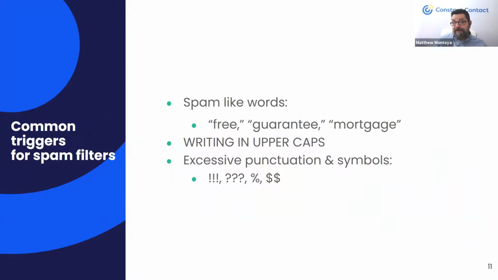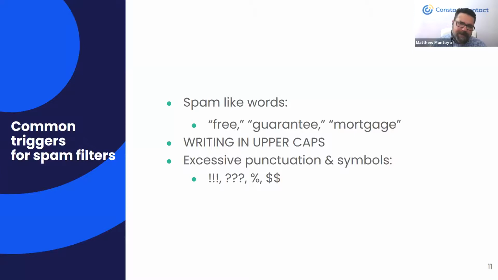So don't use spammy words in your subject line. Free, guarantee, mortgage, words like that you'd see in spam, maybe avoid in your subject line. It's perfectly appropriate to have those words in the body of your email, but in the subject line, if a spammer does it, and a spammer regularly does it, you don't want to do it. Writing in all caps. You don't want to write in all caps. In your industry, it's probably considered pretty unprofessional, but certainly it's something spammers do.